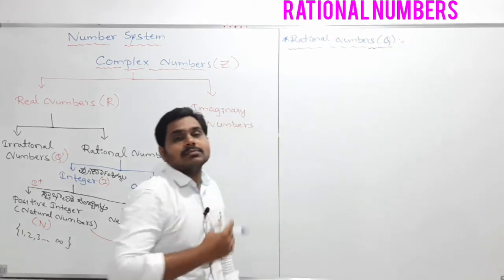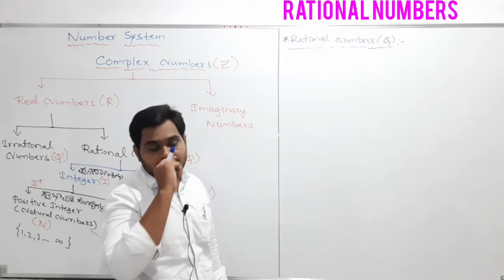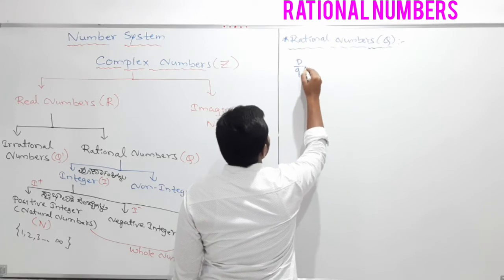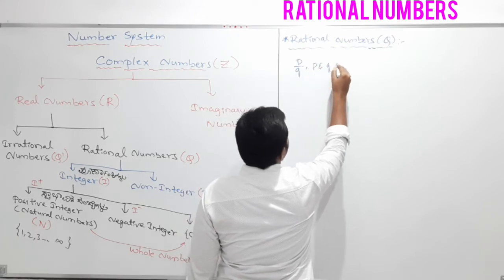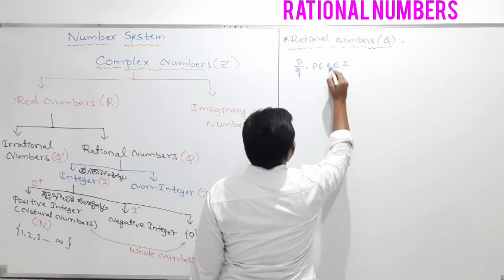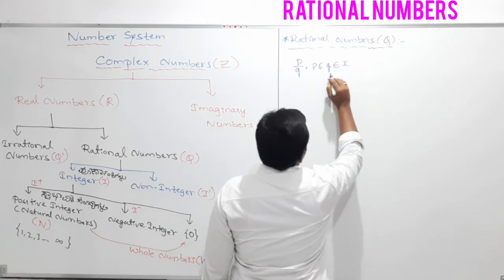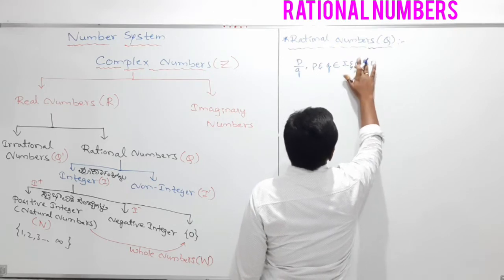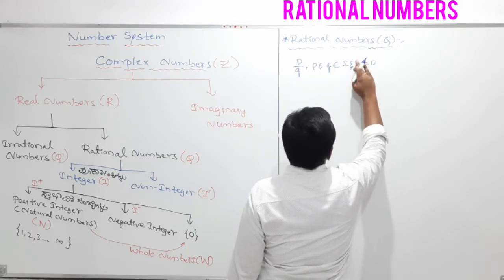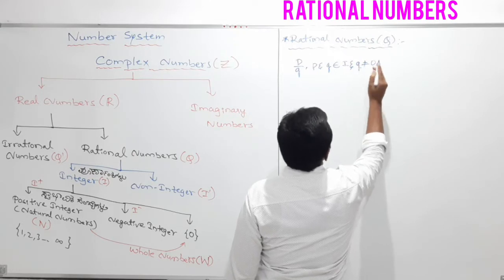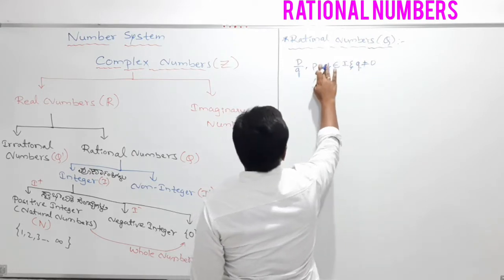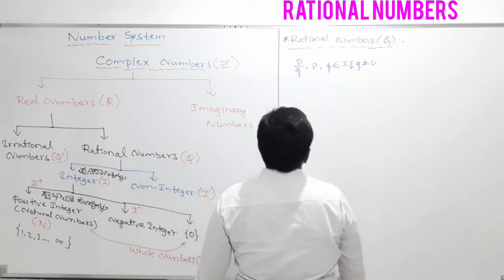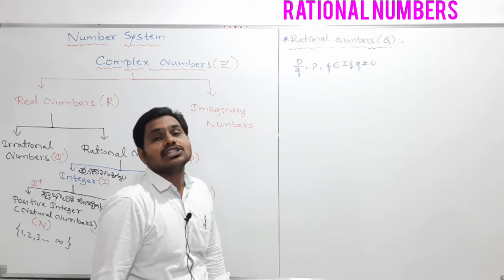So what is meant by rational numbers then? Rational numbers means, my dear students, a number of the form P by Q where P and Q must be integers, and Q does not equal 0. What is the condition? Q should not be equal to 0, and P and Q must be integers. Such a number we can call a rational number.